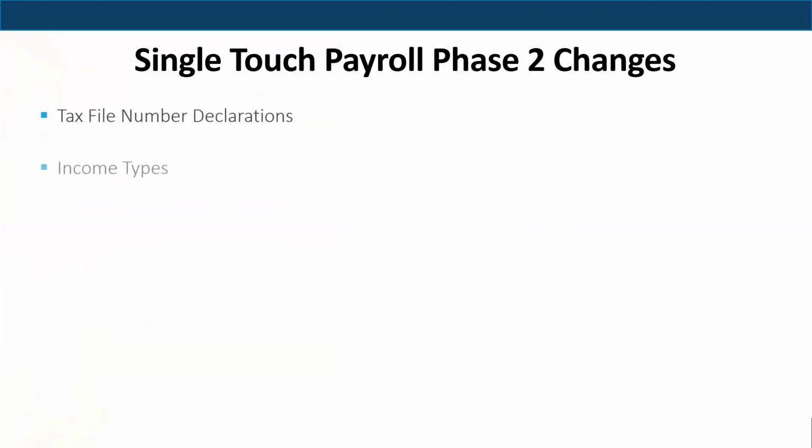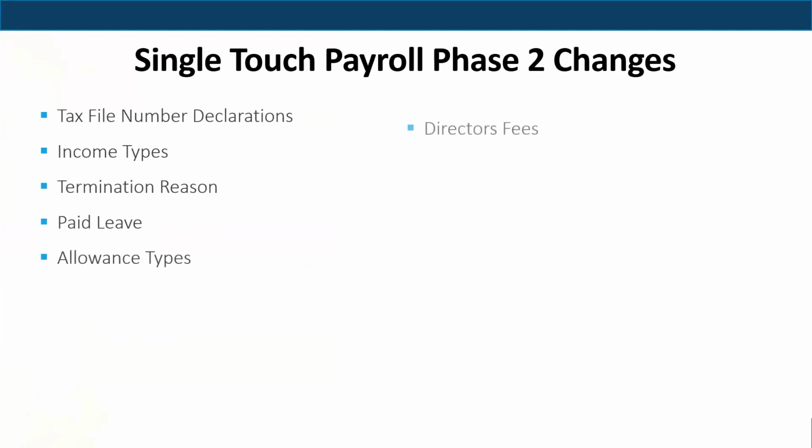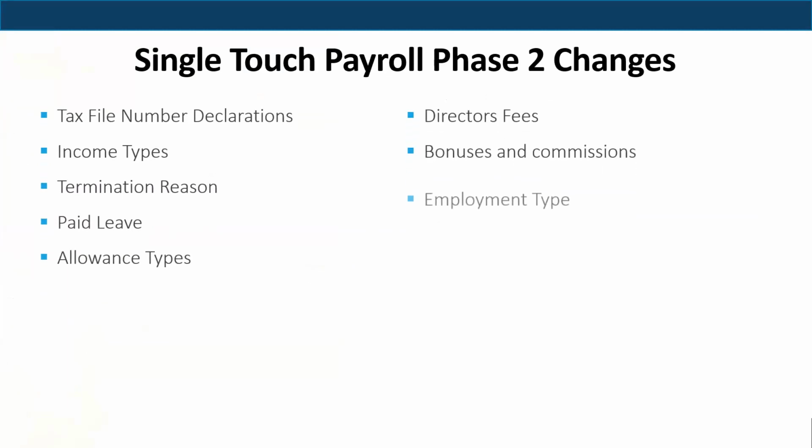Under STP Phase 2, you need to report additional information to the ATO in a few new areas. Now, these changes are detailed as follows. So we'll start with tax file number declarations. Employers are currently required to submit a paper or an electronic tax file number declaration form to the ATO for all new employees that you hire.